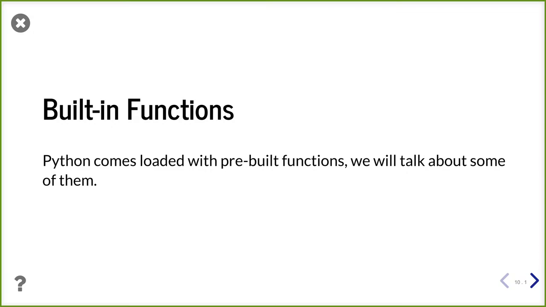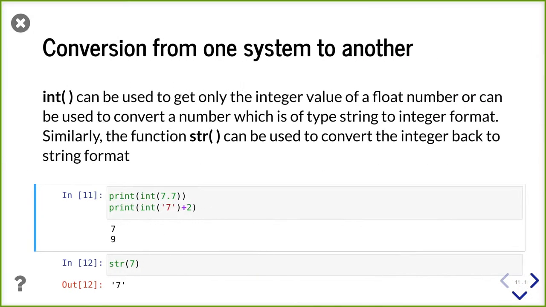Okay, so Python has a lot of built-in functions. You don't need to write every function that you need to use, as would be the case for other programming languages. One of them is the int function, which converts a string or whatever to an integer. For example, this decimal number 7.7, if you use the function int, it just cuts the decimal part and you see that the answer is 7.